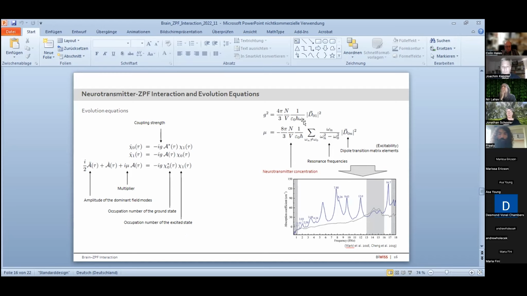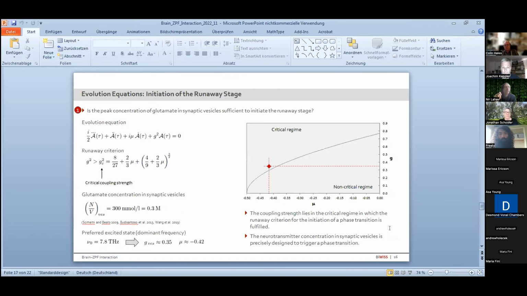Brilliant, very important question. So why not all the other components? What makes glutamate so special? Well, it's not the chemical structure of this molecule. It's the fact that this molecule is present in a sufficiently high concentration, and this high concentration makes this resonant interaction with the zero-point field possible.